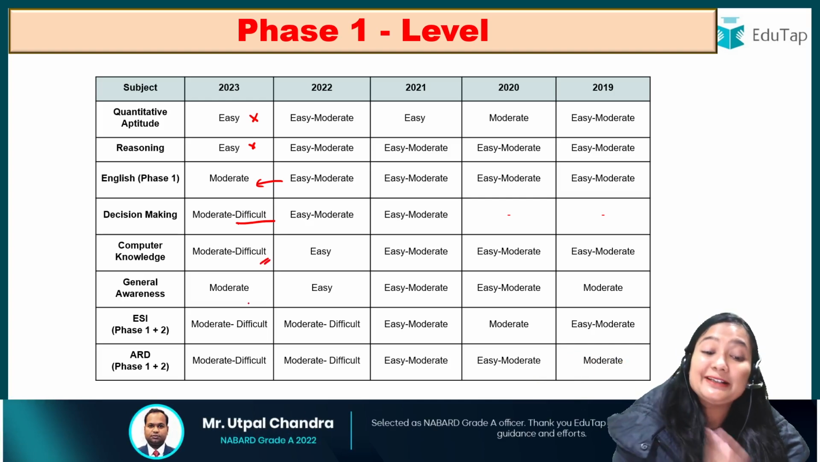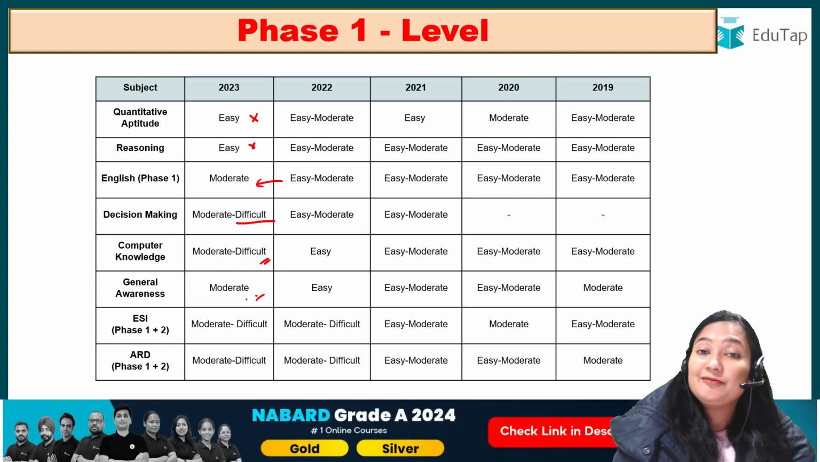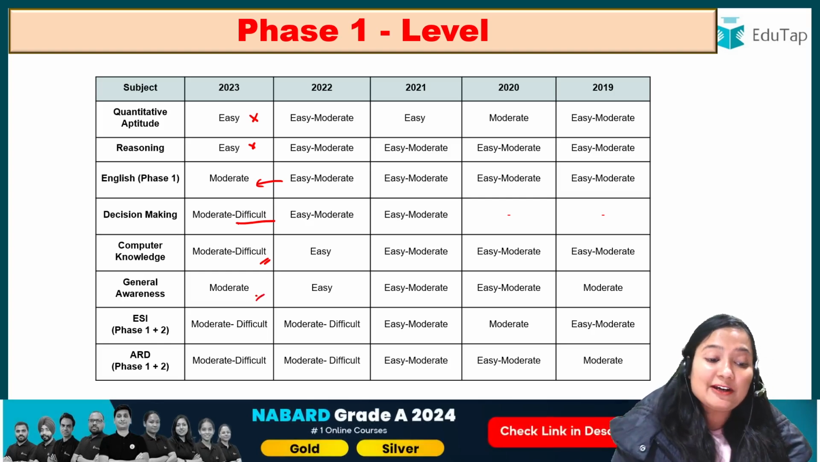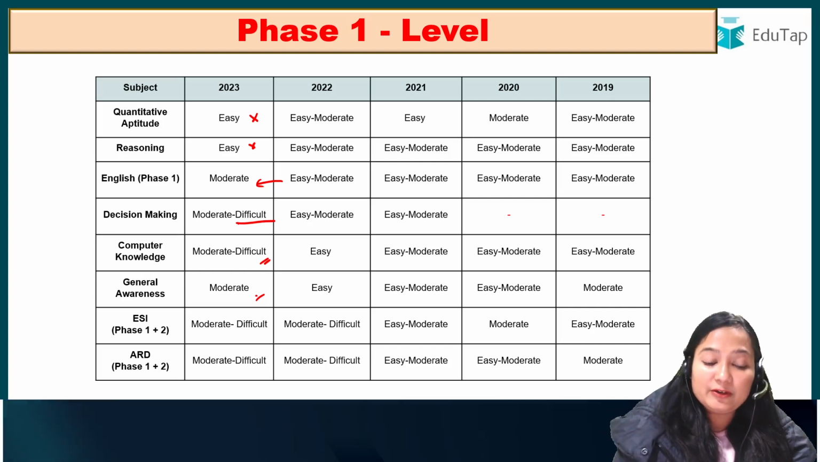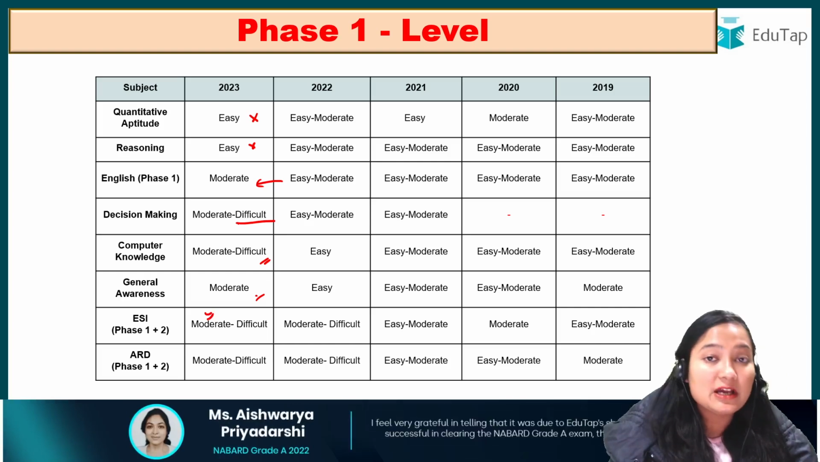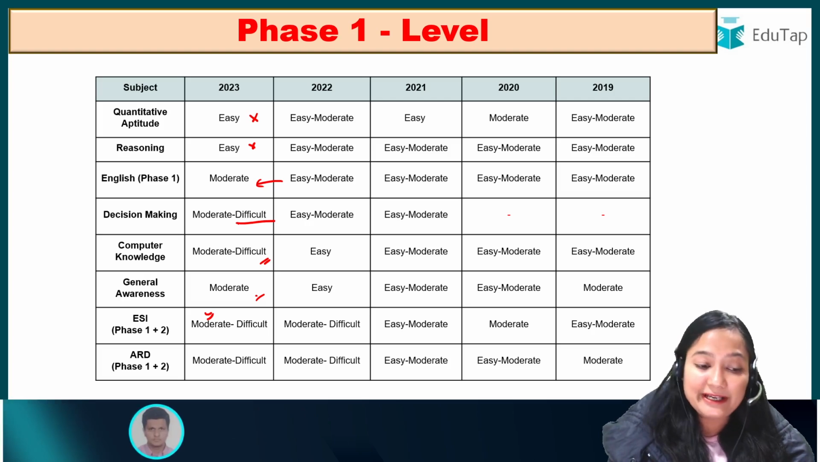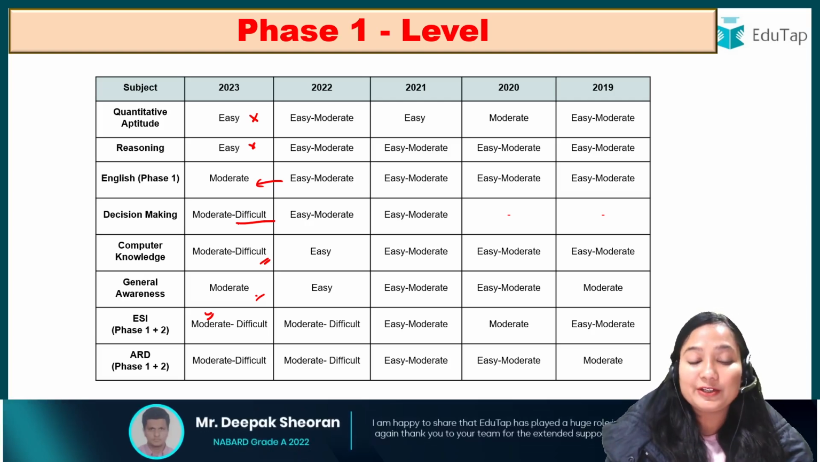The difficulty level was clearly increased. General awareness, difficulty level was clearly increased. If I talk about the ESI, clearly the difficulty level was increased, but here one thing you will have to see: still the questions were more from the moderate level, but yes, 1-2 more questions compared to last year were increased in the difficult section. Same trend was followed for the ARD part.